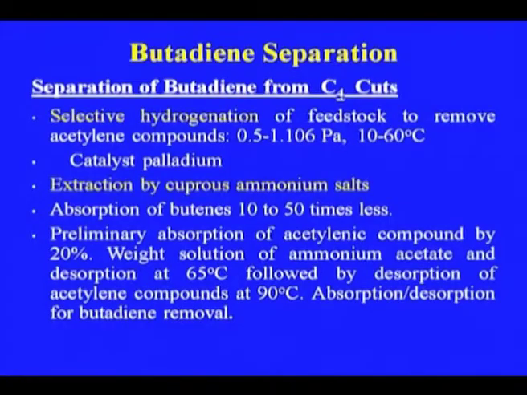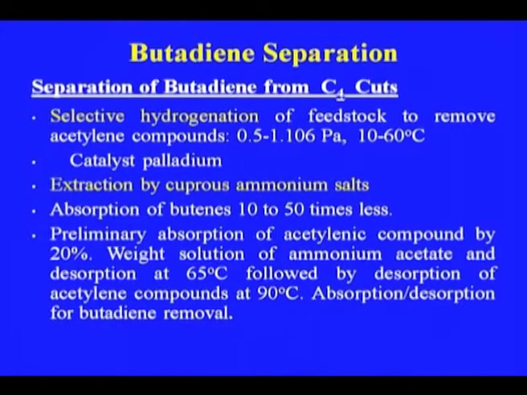Then the next step is the extraction of the butadiene. We have two methods: extraction by cuprous ammonium salts, or extractive distillation using dimethyl formamide, and other solvents are also available. The absorption of the butenes is 10 to 15 times less than the butadiene, because the butenes have a close boiling point to the butadiene.